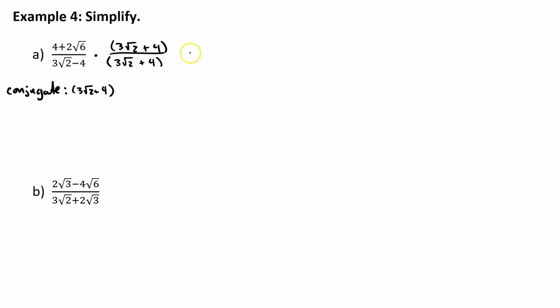Now the denominator is actually very easy, because it's just 3 root 2 squared minus 4 squared. So the first term squared minus the second term squared. Now the numerator is a bit more of a spicy meatball, to say the least. Okay, so I'm going to put brackets around this one, and we're going to distribute the 4 to both of those terms. Then we're going to distribute the 2 root 6 to both of those terms.